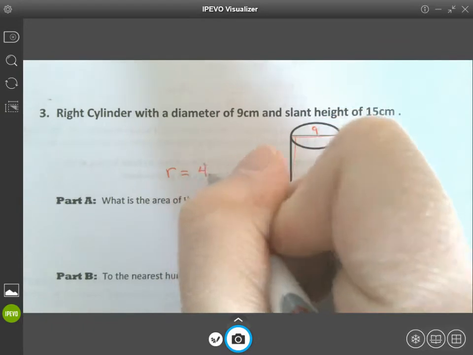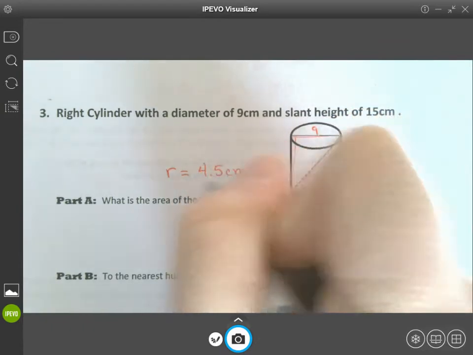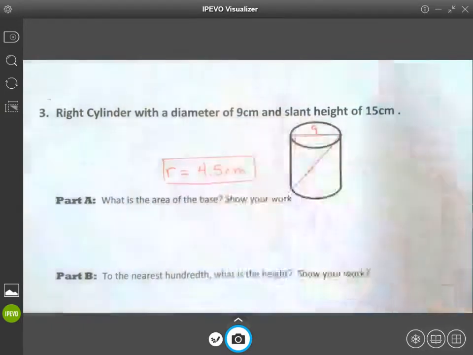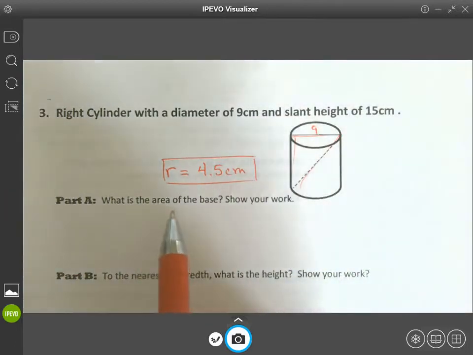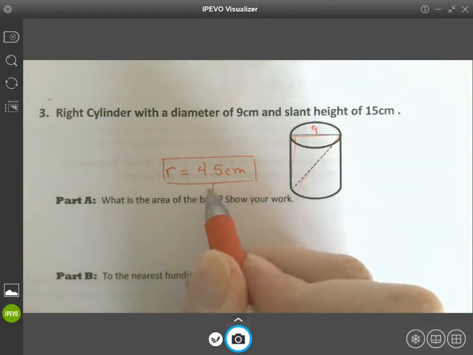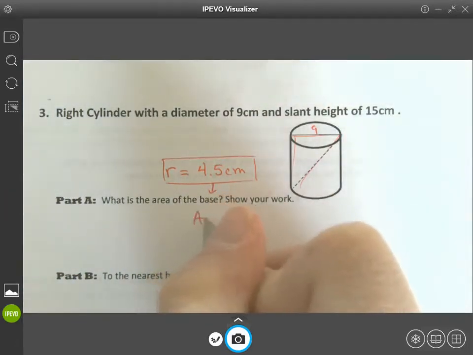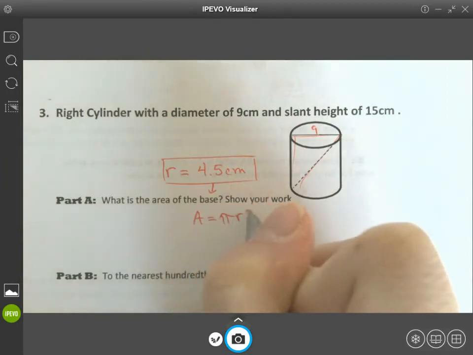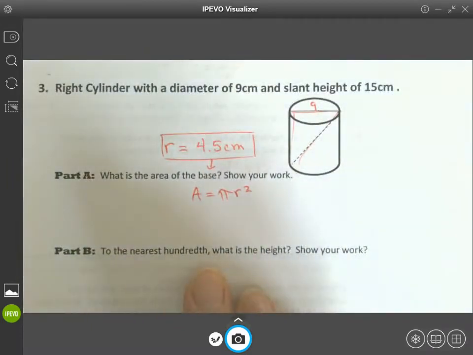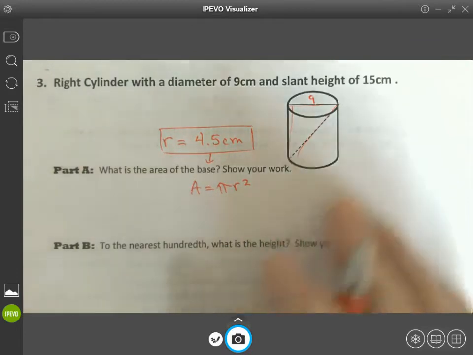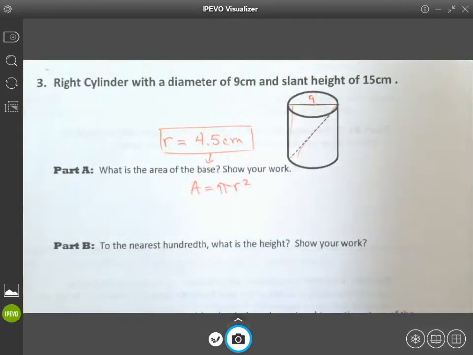4.5 centimeters, right? So I want to use the radius when I do this. But it says, what's the area of the base? Okay, we can do that. Use your radius. Area of the base is pi r squared. Now, it's nearest hundredth. What's the height? How do I find the height of this thing? We've seen this a couple times.